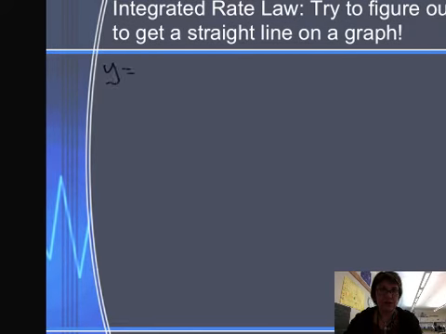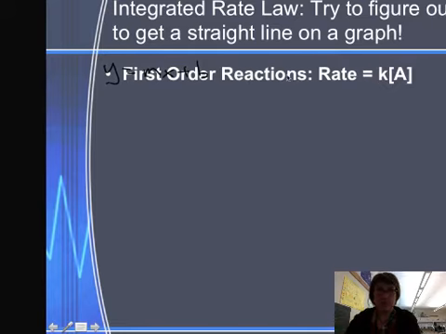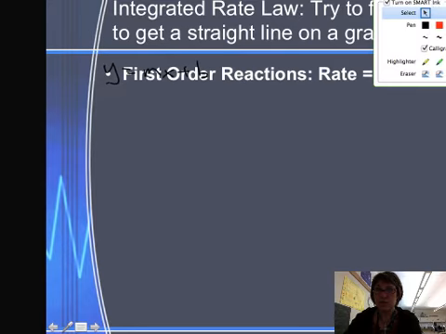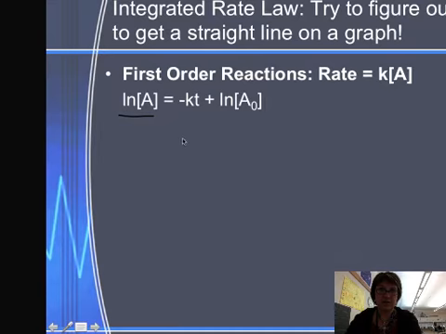Okay, so we have y equals mx plus b is the equation of a straight line. So if we can get a straight line, we'll know mathematically what to do. We put it into this format. So if we were looking at first order reactions, then we know our rate is equal to k times A to the first power. In order for us to get this to be a straight line on a graph, though, we'd have to plot not the concentration of A versus time, but the natural log of the concentration of A versus time. Let me show you what I mean.